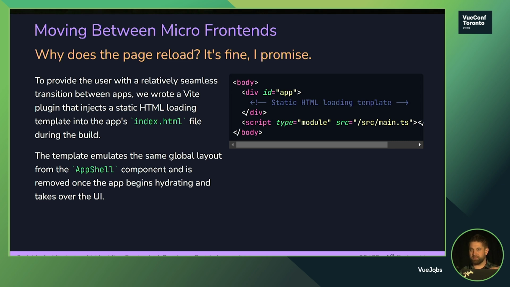So we inject the same static loading template in the host apps, like as you see here, like your entry div. We inject that into the index.html, and then during the build, when the app starts to hydrate, that static loading template gets replaced with a dynamic one from the app shell, and it's essentially a seamless experience for the user, right? So again, is it great?